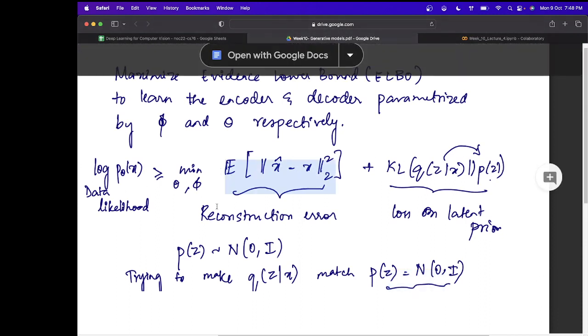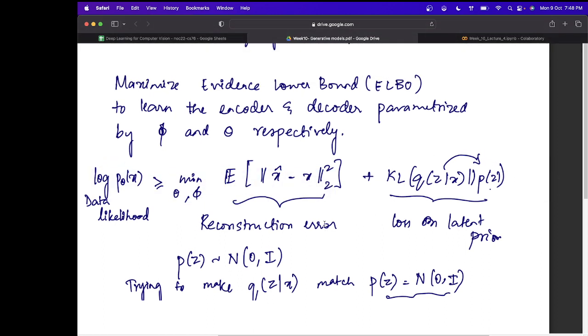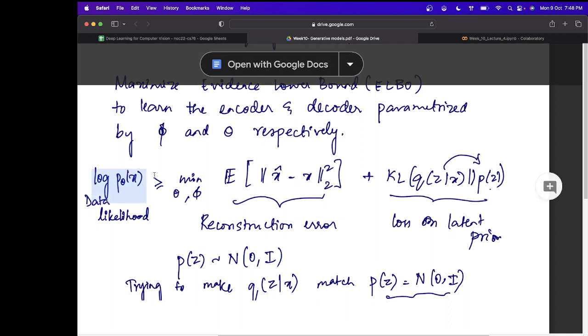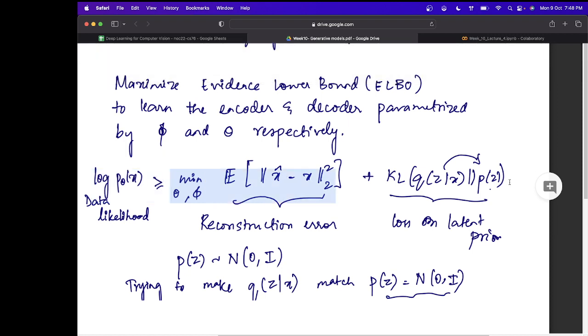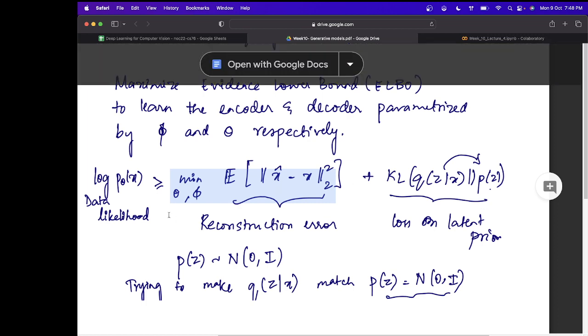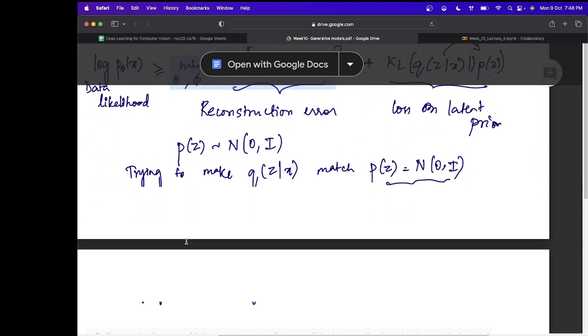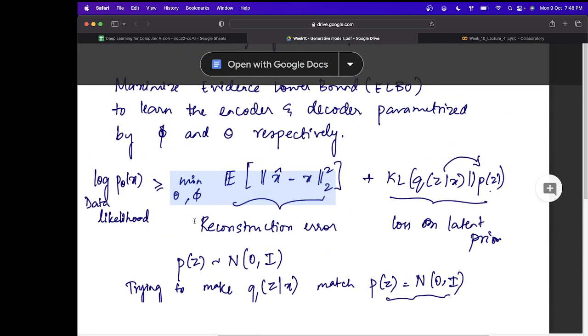And the data likelihood is bounded by this. There's a proof for it which you can go back and look at. But the point is that the actual data likelihood is bounded by this, right? And if we optimize this, then optimizing this is equivalent to optimizing this, right? So this is simpler to optimize. This is not intractable, whereas finding the data likelihood directly may be intractable. Okay, so moving on.